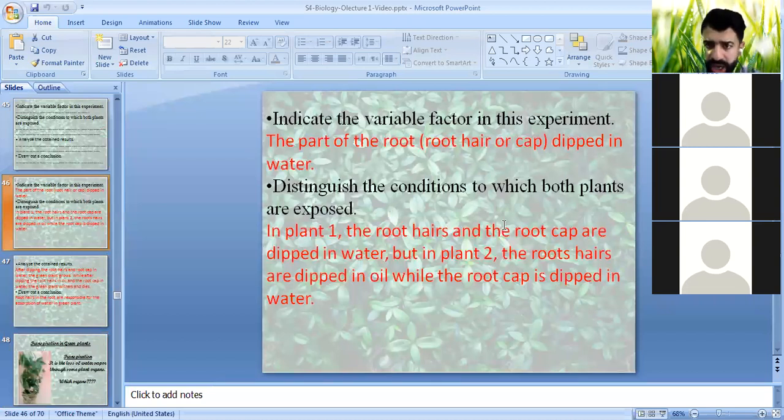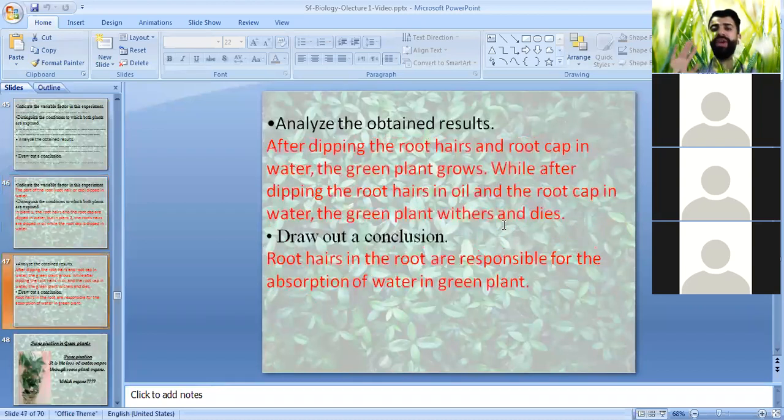in water. Distinguish the conditions of both plants. In plant 1, the root hairs and the root cap are dipped in water, but in plant 2, the root hairs are dipped in oil and the root cap is dipped in water. So after dipping the root hairs and the root cap in water, the green plant grows normally, while after dipping the root hairs in oil and the root cap in water, the plant withers and dies.